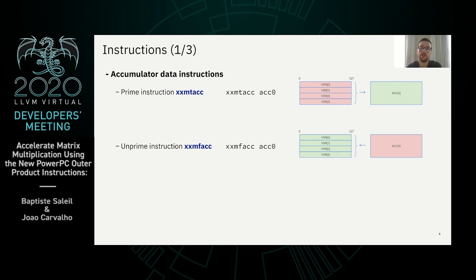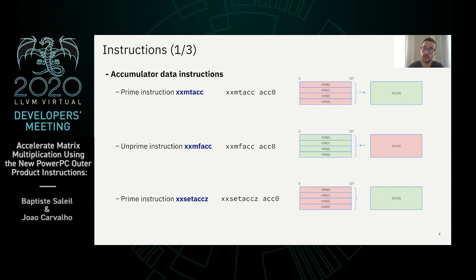There is also the XXMFACC instruction that unprimes the accumulator. It copies data from the accumulator back to its four associated VSR registers. And finally, there is the XXSETACCZ instruction that zero initializes the given accumulator. For this instruction, there is no data transfer, but the accumulator operand is still primed by the operation.